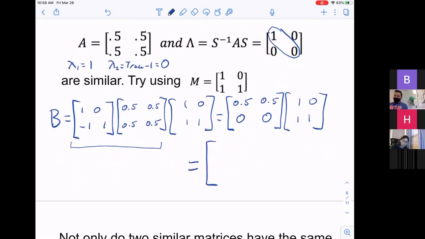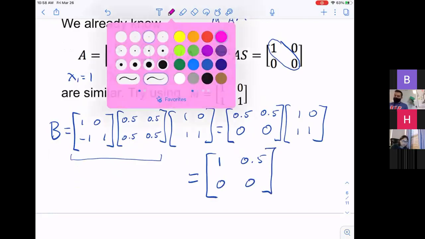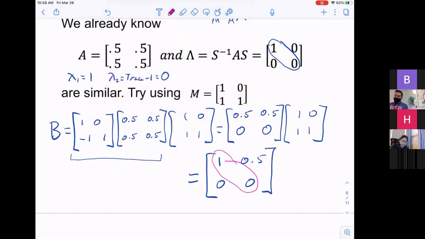Okay, 0.5 times 1, 1 is 0.5 plus 0.5, which is 1. 0.5, 0.5 times 0, 1 is 0.5. And then 0 times anything is going to be 0. So again, we should see, here's the eigenvalues of B, which are the same as the eigenvalues of A and the same as the eigenvalues of capital lambda, 1, 0. These three are all similar matrices.